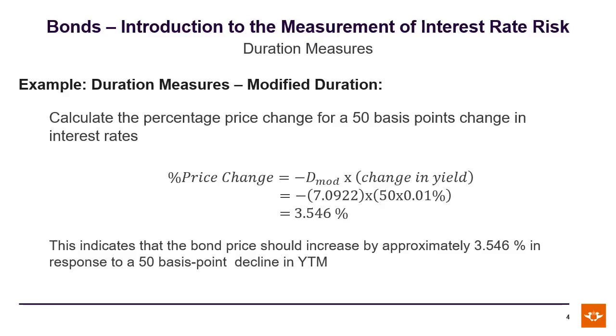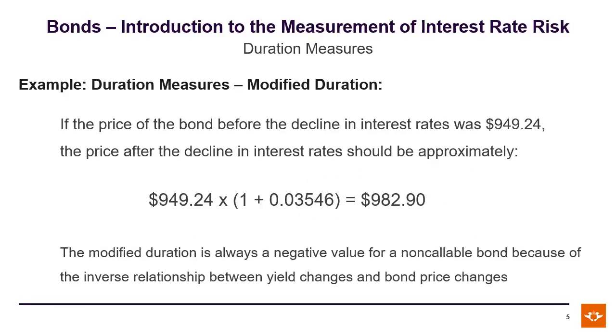What this means is that if the price of the bond was $949.24 before the decrease in interest rates, after the decrease in interest rates it'll be 3.546% higher, which would make it $982.90.